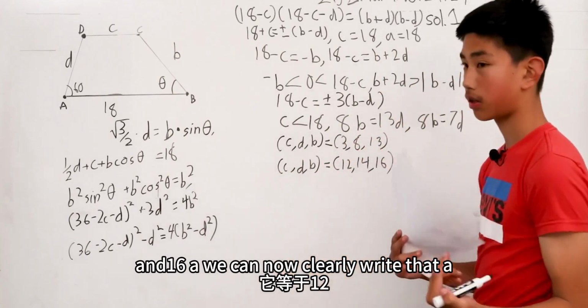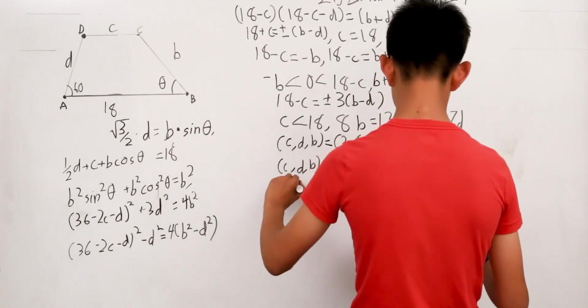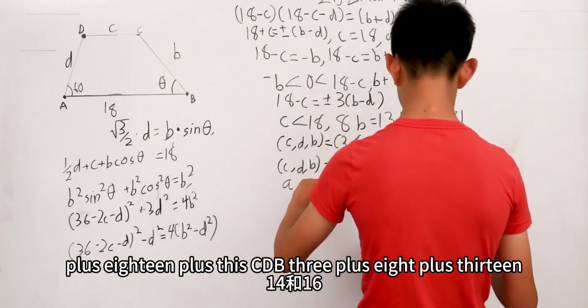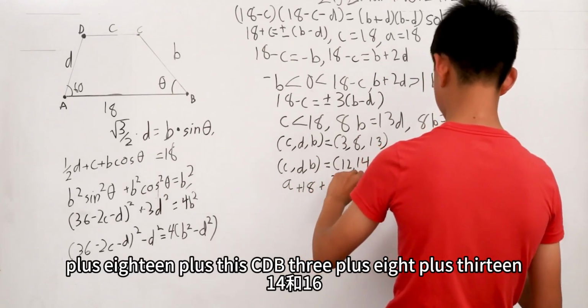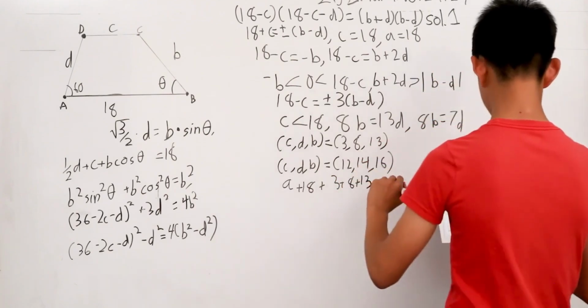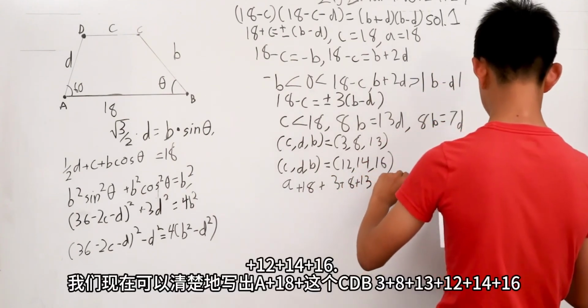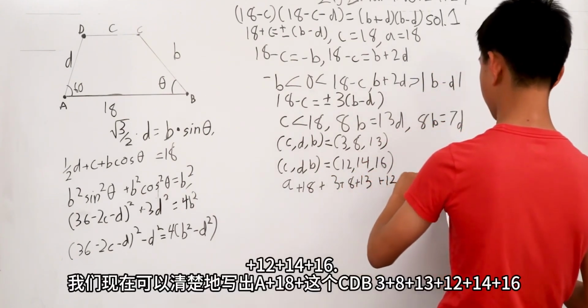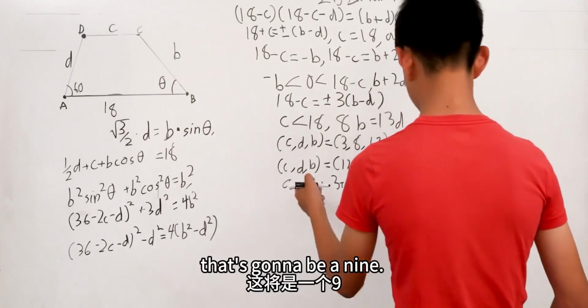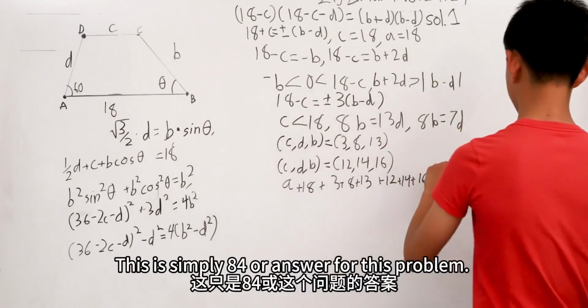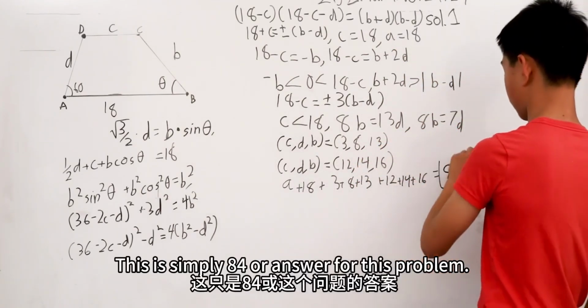So we can now clearly write that a plus 18 plus this c, d, b: 3 plus 8 plus 13 plus 12 plus 14 plus 16. That's going to be a 9. So this is simply 84, our answer for this problem.